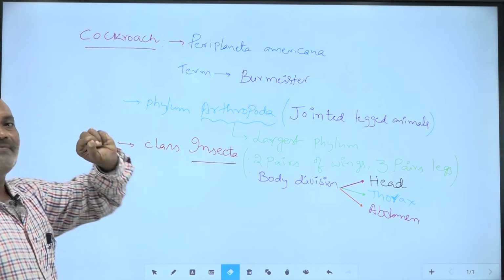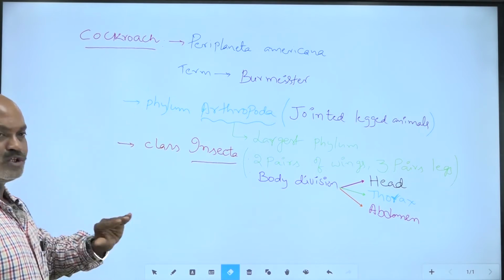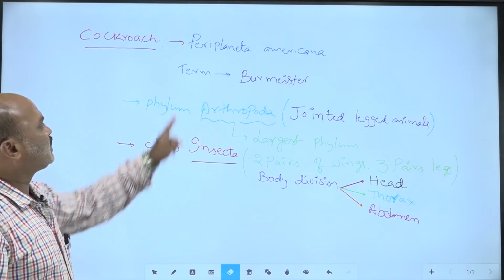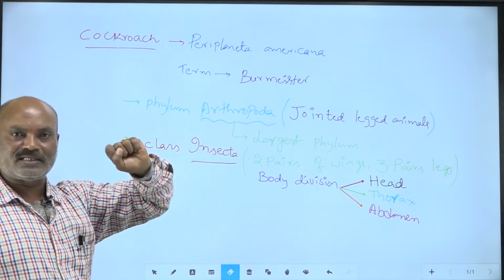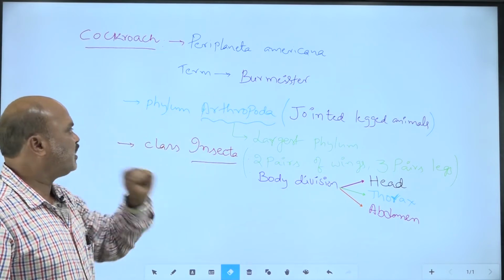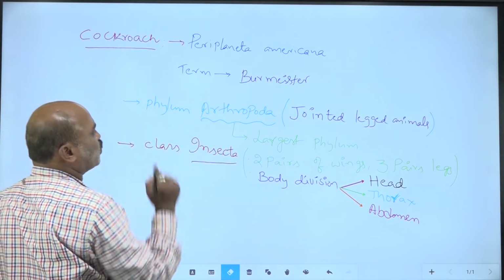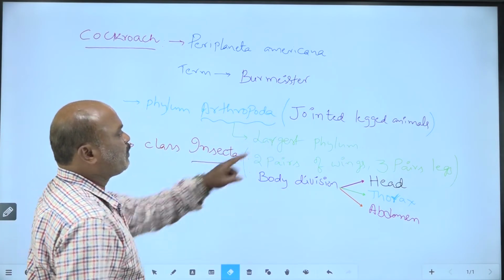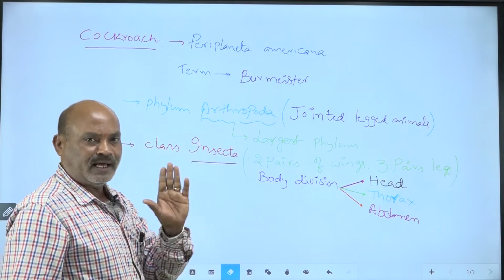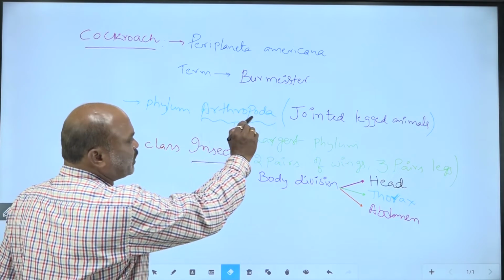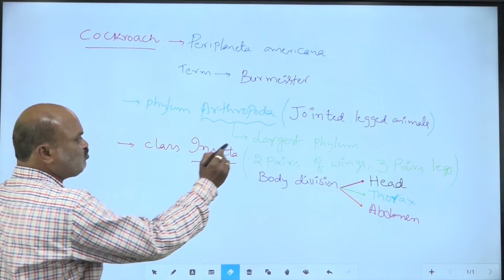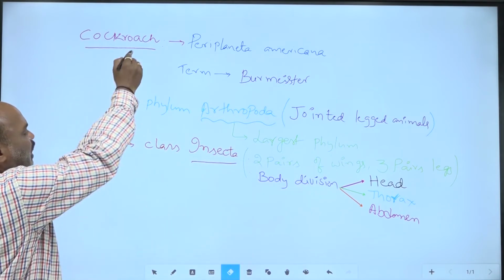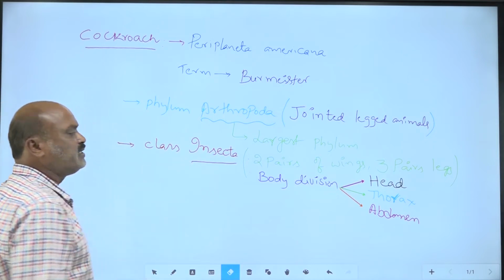So this is the brief information about the cockroach. Its scientific name is Periplaneta americana, given by the scientist Burmester. Cockroach belongs to the phylum Arthropoda. The reason is the presence of jointed legs. Arthropoda's speciality is that it is the largest phylum in the animal kingdom. Then cockroach belongs to the class Insecta.